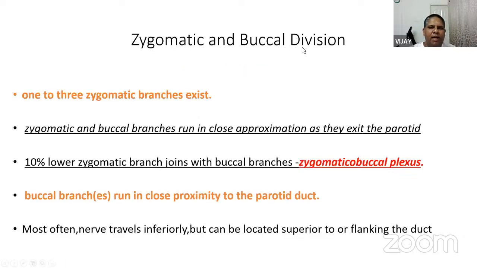The zygomatic and buccal division: 1 to 3 zygomatic branches exist. Zygomatic and buccal branches run in close approximation as they exit the parotid. In 10%, the lower zygomatic branch joins the buccal branch as a zygomatico-buccal plexus. The buccal branch runs in close proximity to the parotid duct.